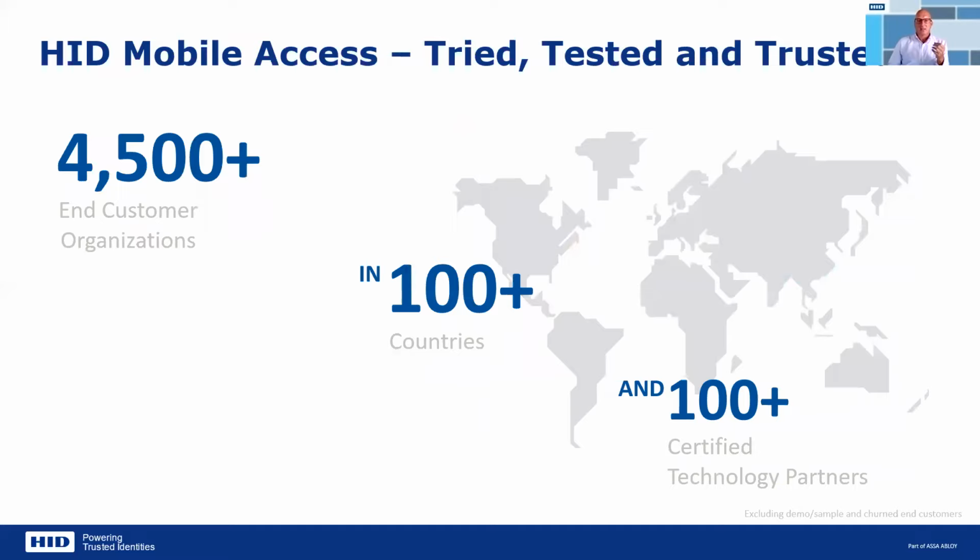HID mobile access is tried, tested, and trusted. So it's not something new. It's not something that we are looking for the first trial testers to start. We introduced mobile access more than 5 years ago as the first access control company in the world. Today, we have more than 4,500 end customer organizations using HID mobile access every day. They are based in more than 100 countries worldwide. So it's a global, scalable solution that can be used by small and large companies at the same time.